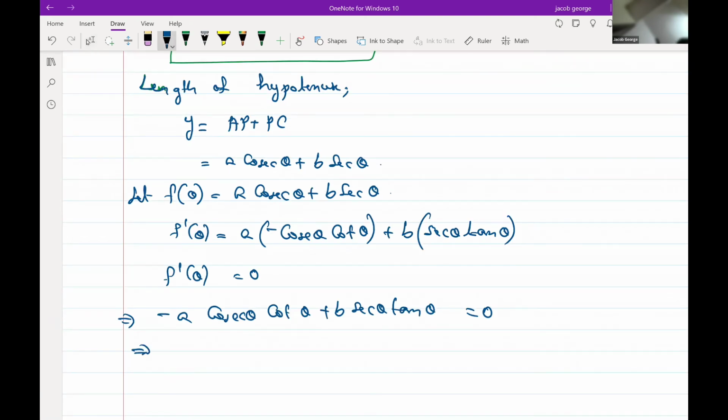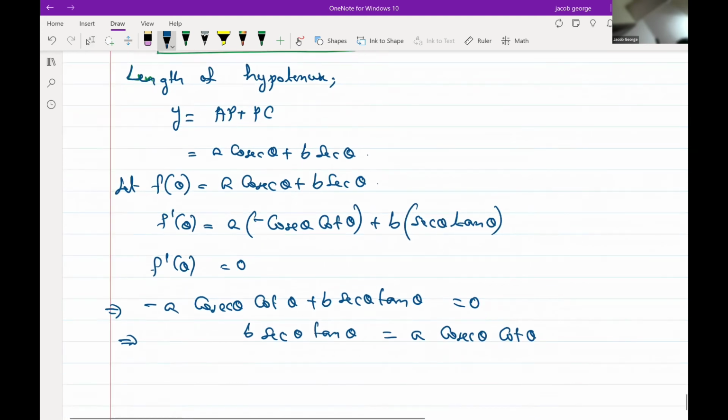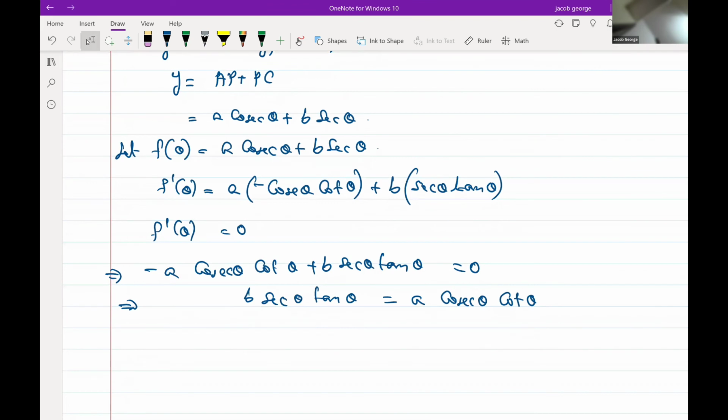So which means A cosec theta cot theta is equal to B sec theta tan theta. I will write like that. B sec theta tan theta is equal to A cosec theta cot theta. That minus term has been taken to the right side in the step.